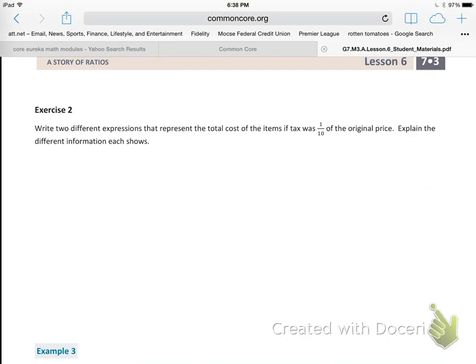Okay, this exercise 2, I'm just going to treat like an example, and I want to do this together. Now it asks you to take the information from the example we just did and write two different expressions that represent the total cost of the items if tax was 1/10 of the original price. Now, tax is going to be added on. So you always add tax.